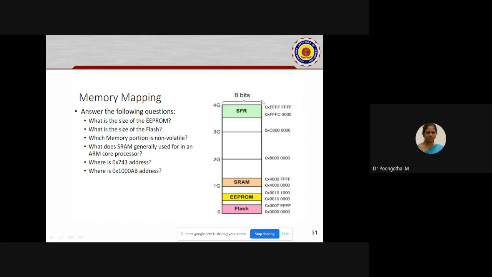Note down the questions; tomorrow we will discuss the answers. This is the memory mapping of your ARM Cortex M3, M4. It's 4 GB of memory, divided into flash memory, EEPROM, SRAM, and some memory regions allocated for special function registers. Just note down all the questions, and we will discuss the answers in the next class.